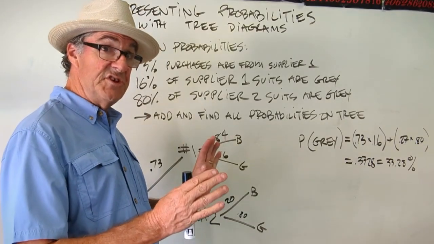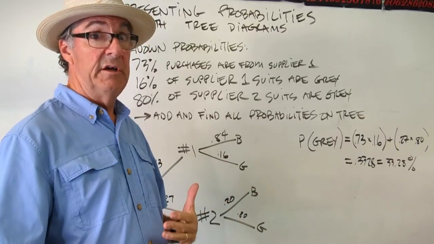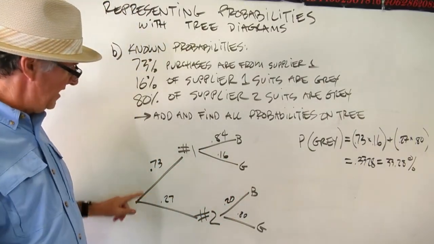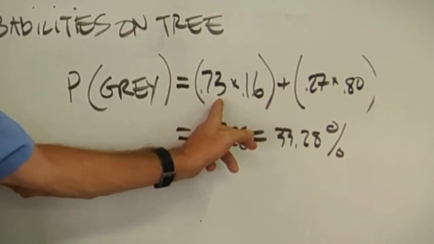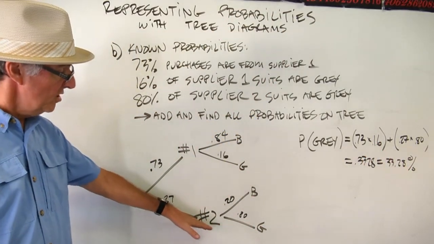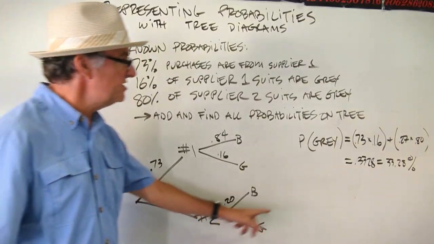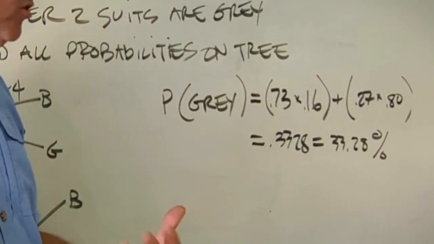So the way you do this one is there's 2 separate outcomes that work. So we've got the one pathway, supplier 1, gray suit. That's this, 0.73 times 0.16. The other outcome is supplier 2, gray suit. So that's 0.27 times 0.80. Now we add these 2 probabilities up to get our total probability.